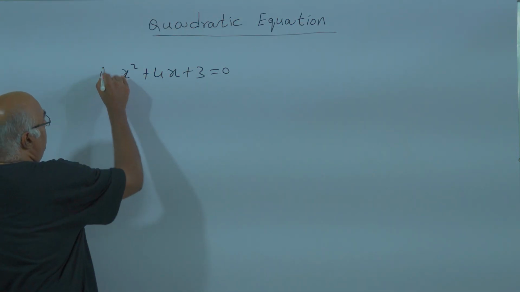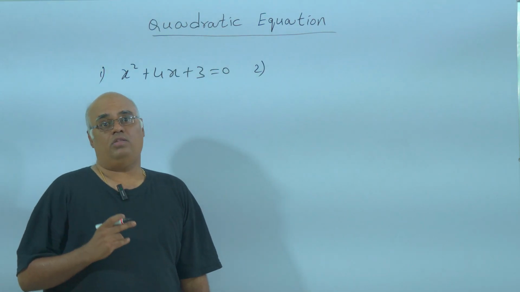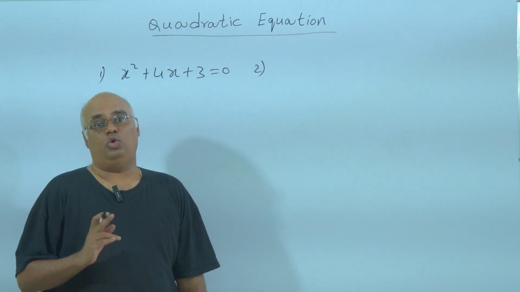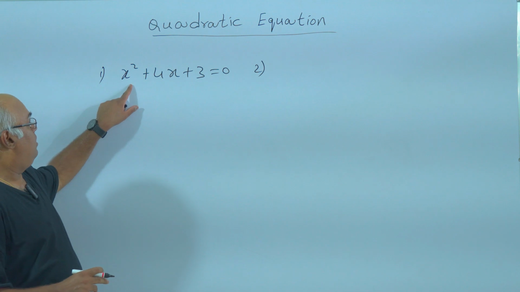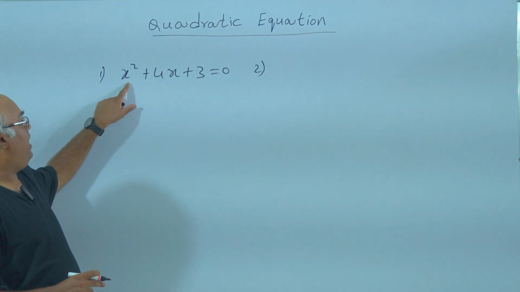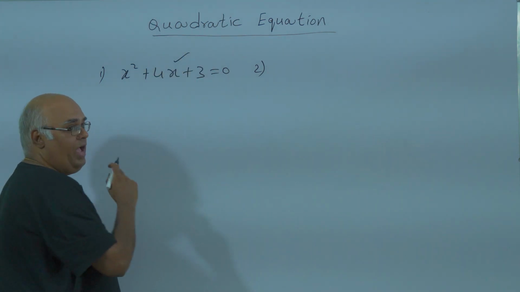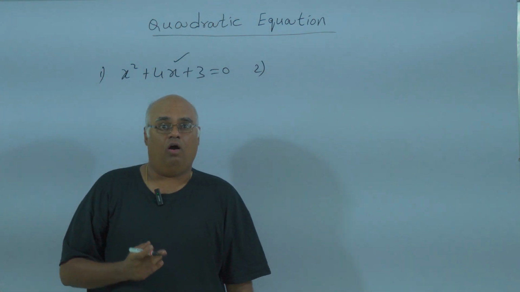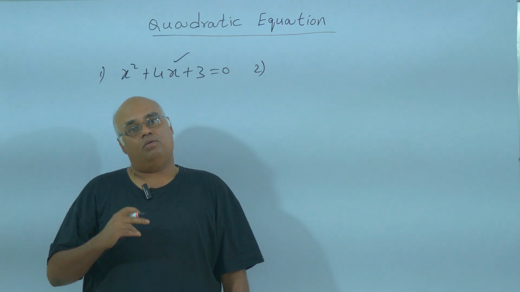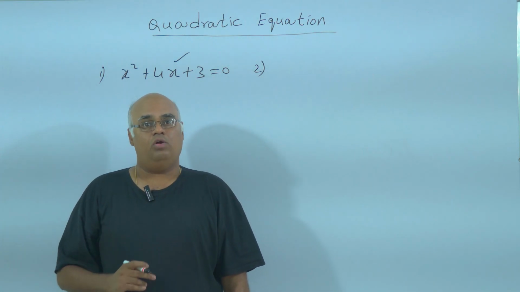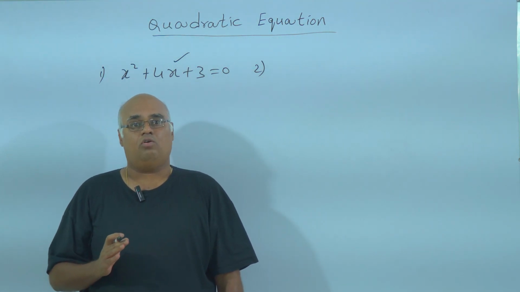Now the second condition is that the highest power, or the degree, of the equation should be 2. If you see here, the highest power of x is 2. So this is a quadratic equation. If the highest power or the degree of the variable is greater than 2 or less than 2, then we cannot say that it is a quadratic equation.